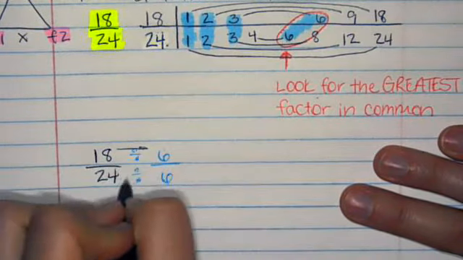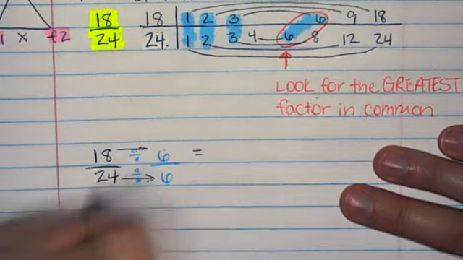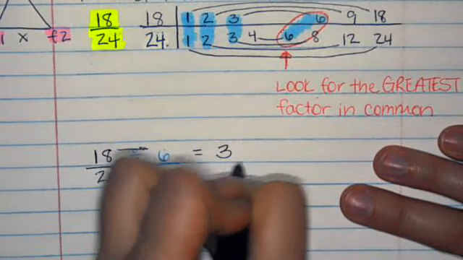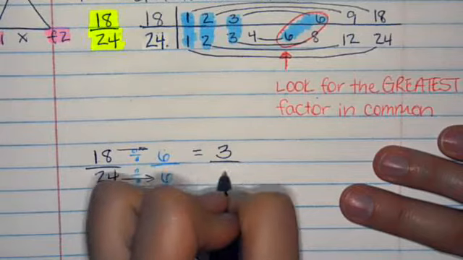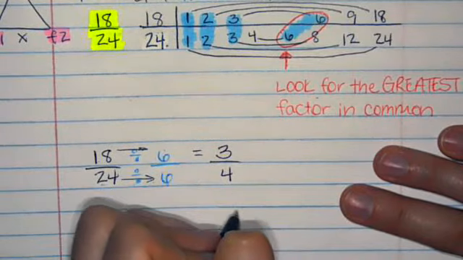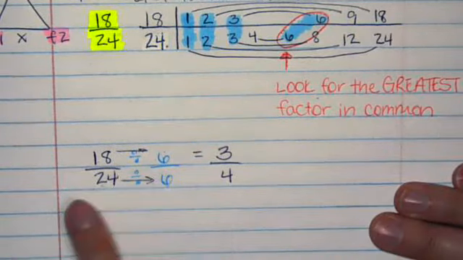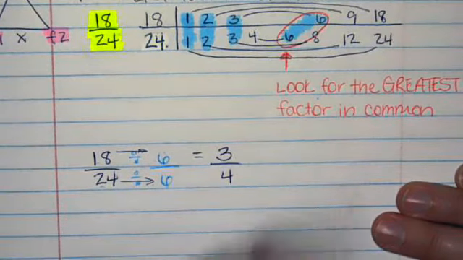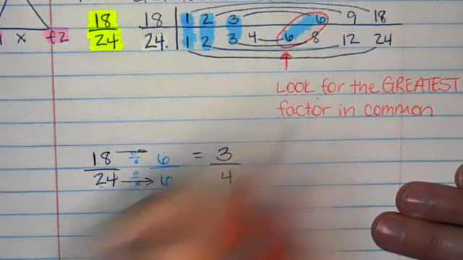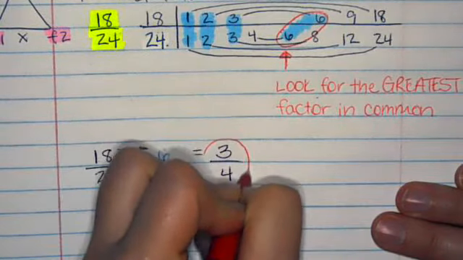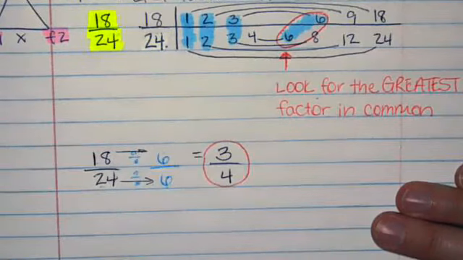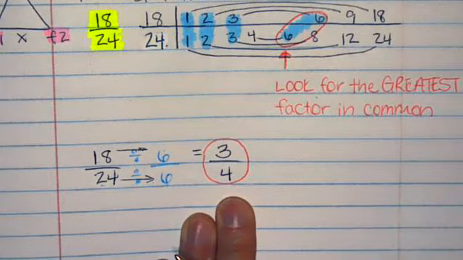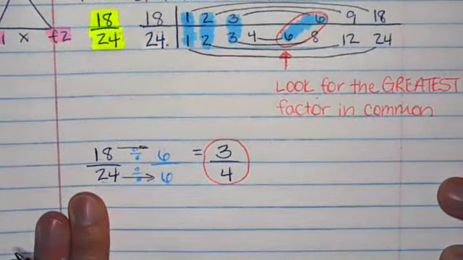So we're going straight across here. 18 divided by 6 is 3, and 24 divided by 6 is 4. So my equivalent fraction to 18/24 is 3/4. And it is easier to think in terms of 3/4 rather than 18/24.